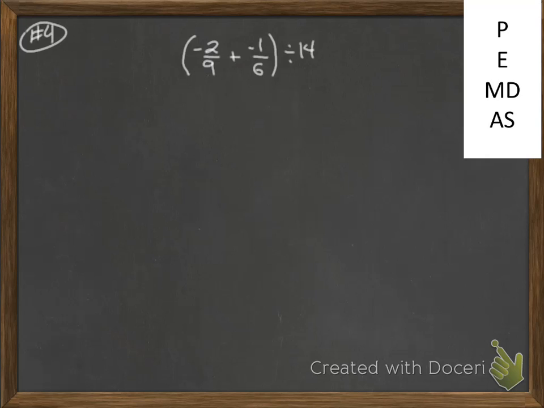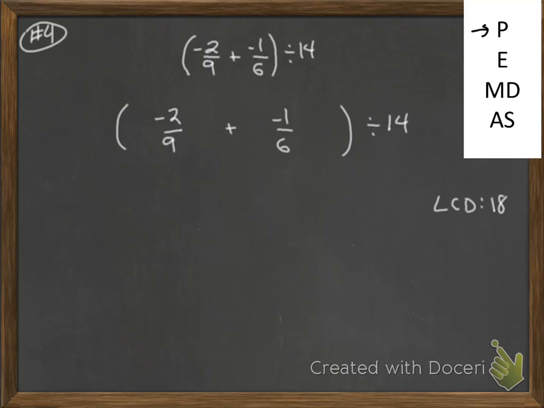So again, we have our parentheses that we have to deal with, and just like last time, the fractions that are inside the set of parentheses unfortunately do not have the same denominator. So we have to find an LCD. So what is the LCD of 9 and 6? In other words, what is the smallest number that is divisible by both 9 and 6?